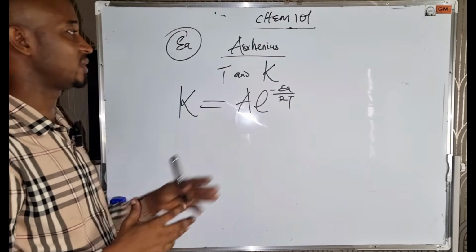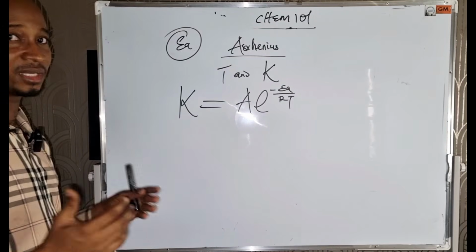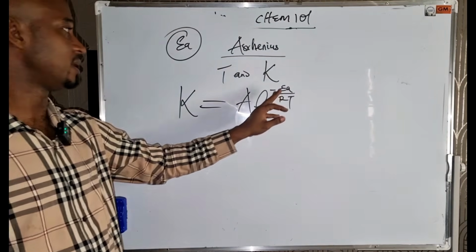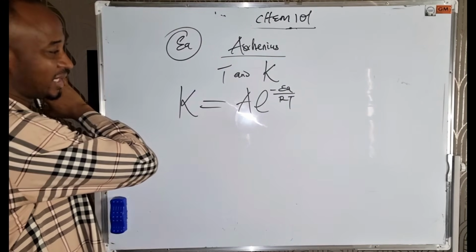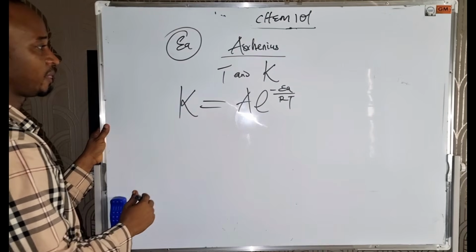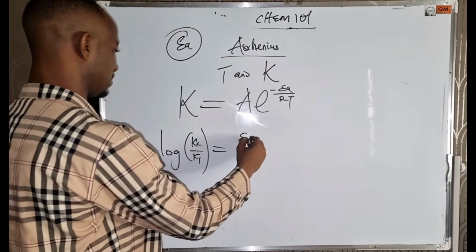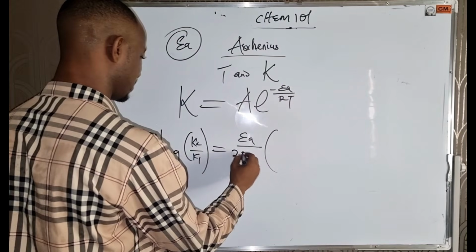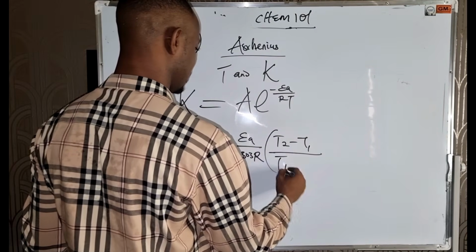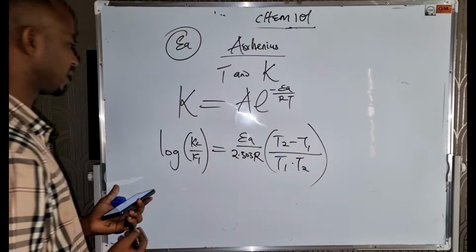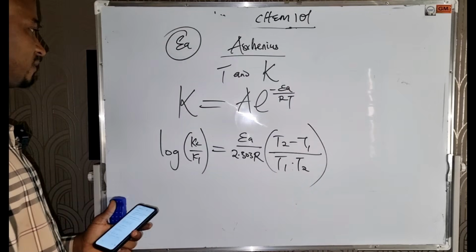But just know the relationship between rate constant and temperature, according to Arrhenius: k is equal to A e to the minus Ea over RT. Then activation energy Ea can be calculated. By taking the natural logarithm of both sides, we get a formula like this: log k2 over k1 equals Ea over 2.303 R, times (T2 minus T1) over (T1 times T2). From here, we can make activation energy the subject of the formula so that we can calculate Ea.